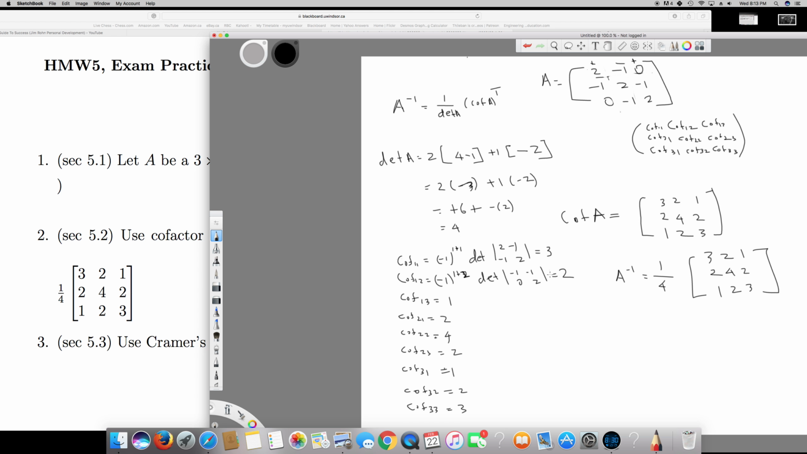So this is how we find the inverse of A using the cofactor method.